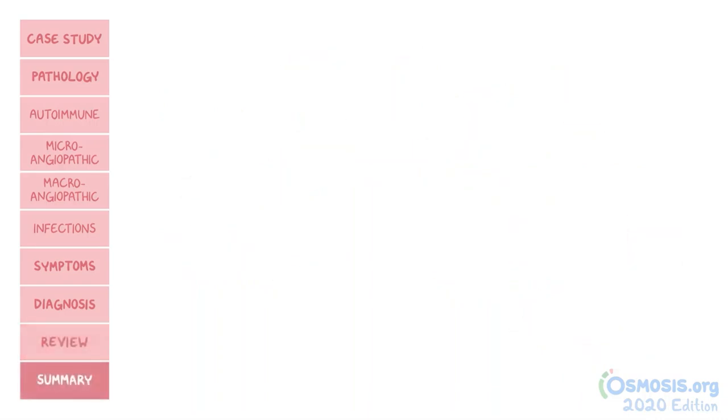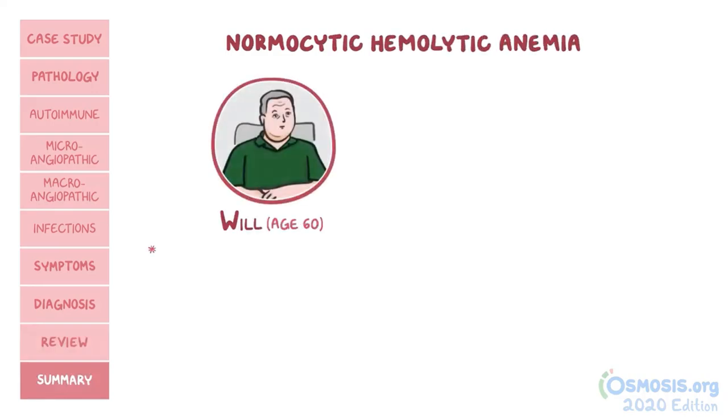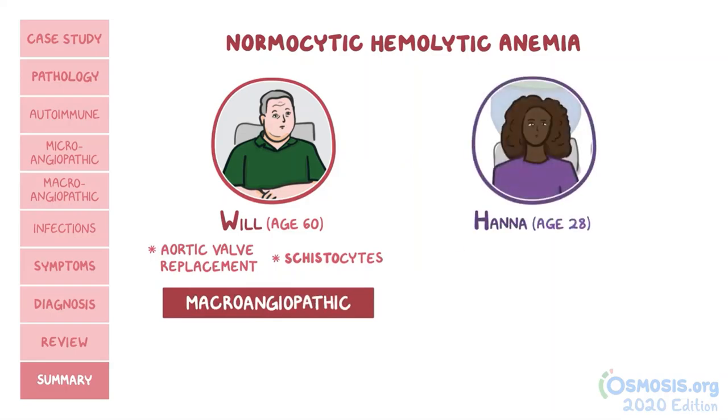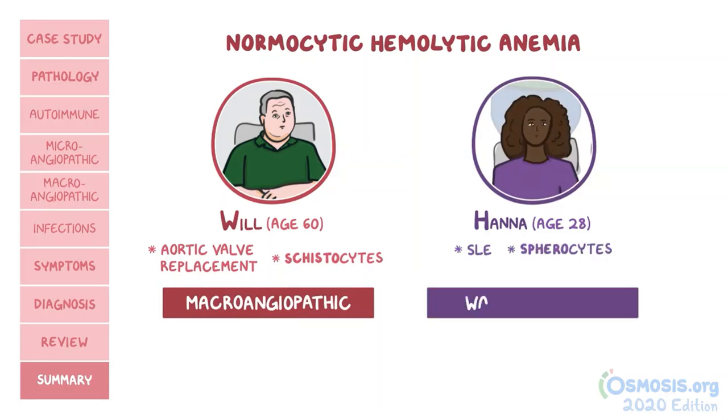Now back to the patients. Both of them have normocytic hemolytic anemia. Due to his history of aortic valve replacement and the presence of schistocytes on peripheral blood smear, Will most likely has macroangiopathic hemolytic anemia. Now, Hannah, due to her history of SLE and the presence of spherocytes on blood smear, she could have warm antibody hemolytic anemia. A positive Coombs test will confirm the diagnosis.